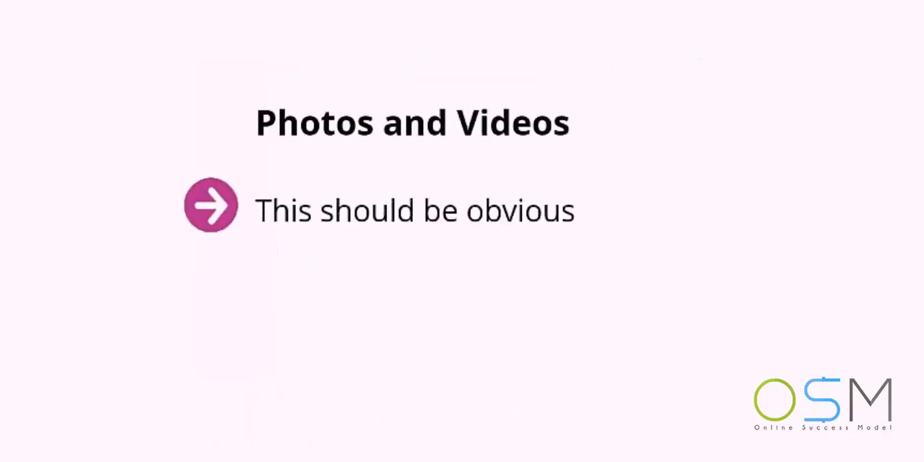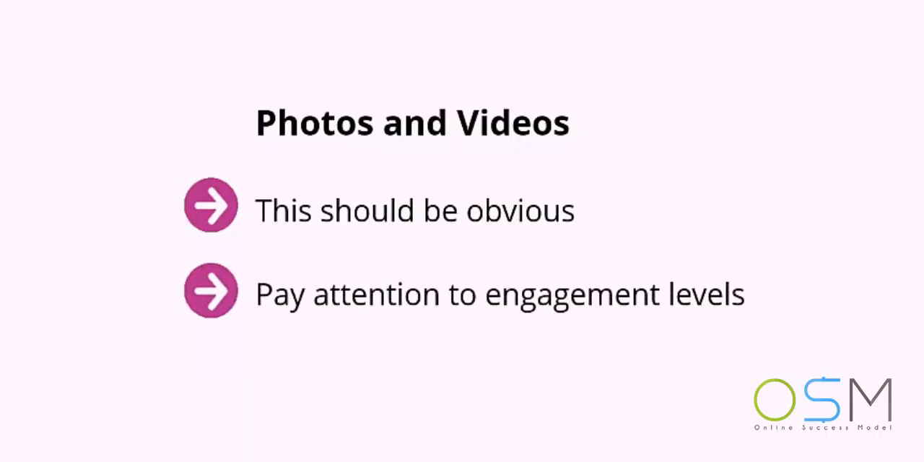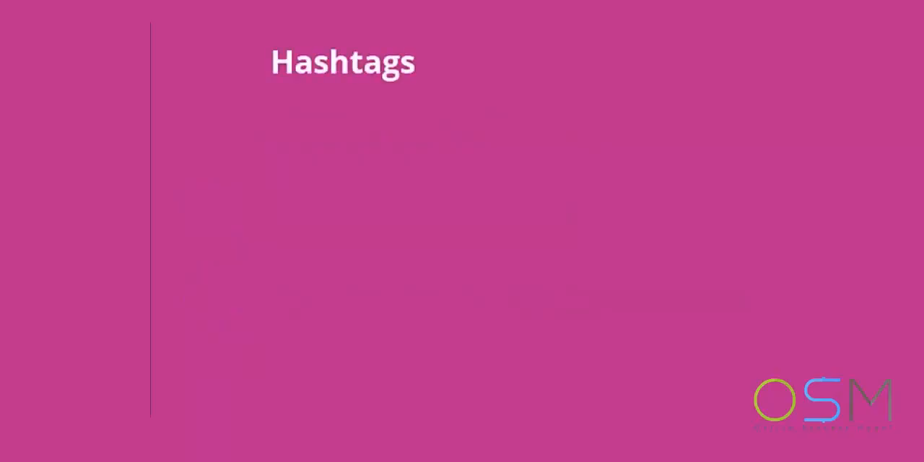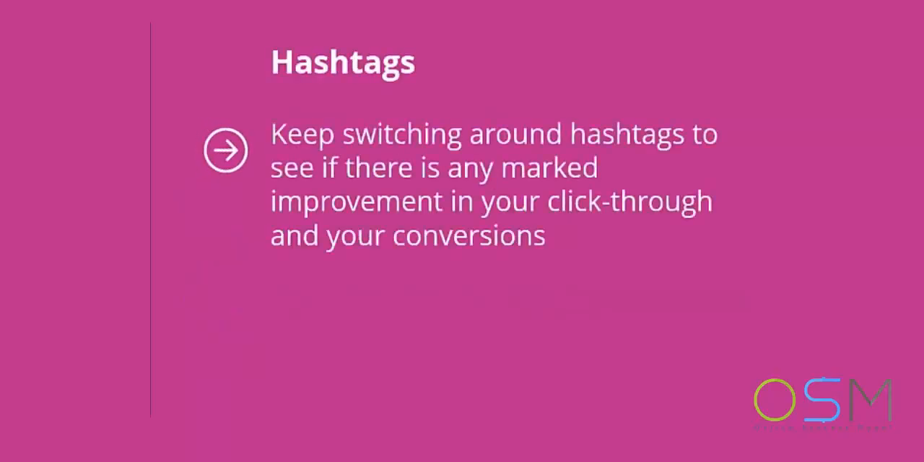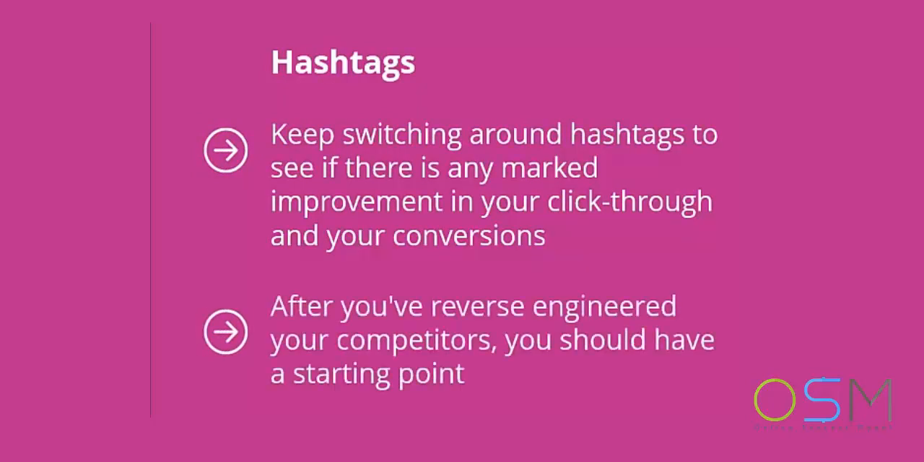Photos and videos. Now this should be pretty obvious, but basically post more of the ones that get more clicks. Pay attention to engagement levels and use those types to get even more engagement on new ones. Hashtags. Keep switching around hashtags to see if there's any marked improvement in your click-through rate and your conversions. Now after you've reverse engineered your competitors, you should have a good starting point, but don't stop there. Keep playing around and keep customizing to see if you can find one that works for you.